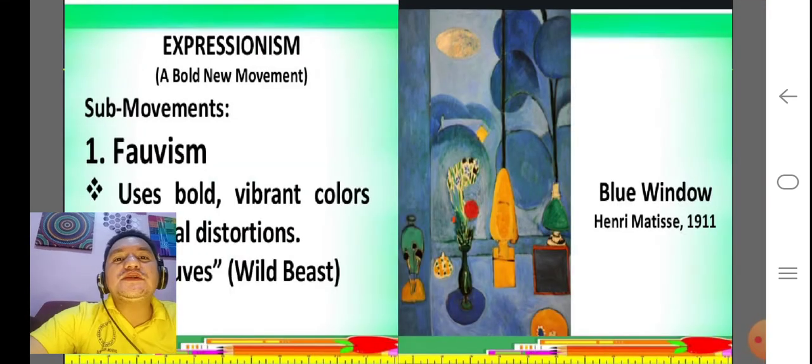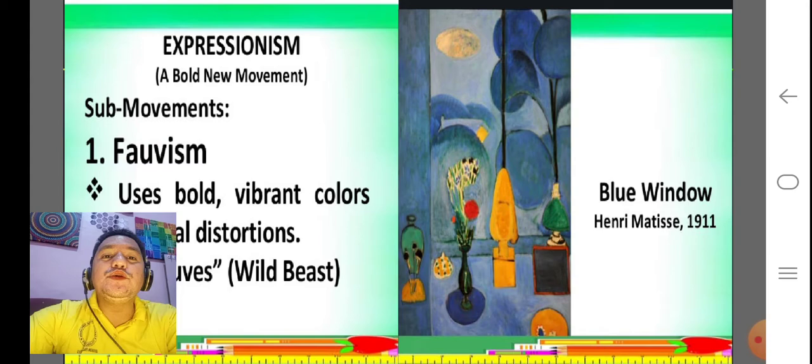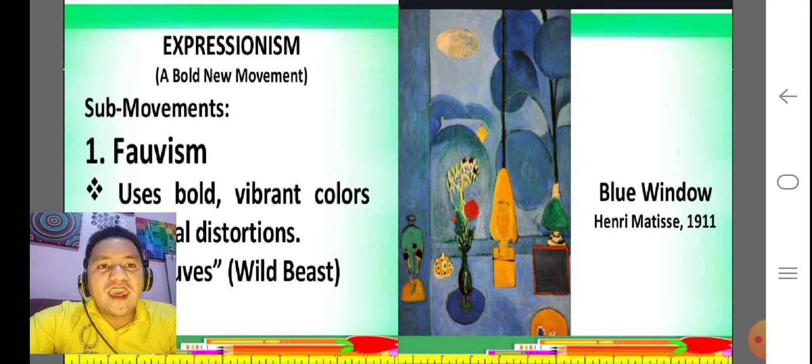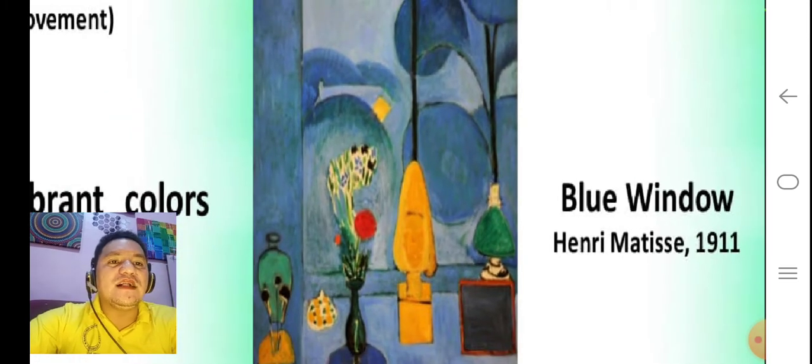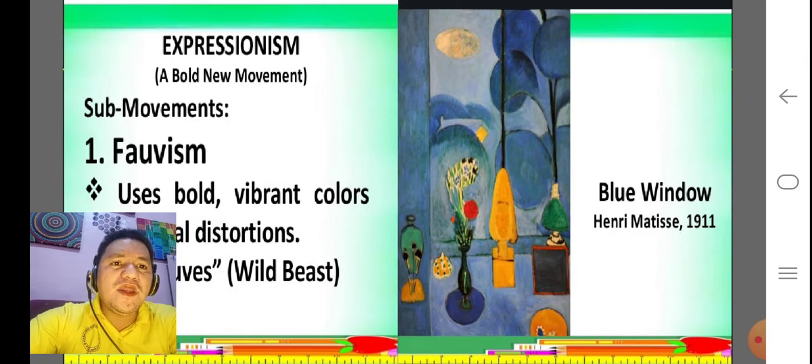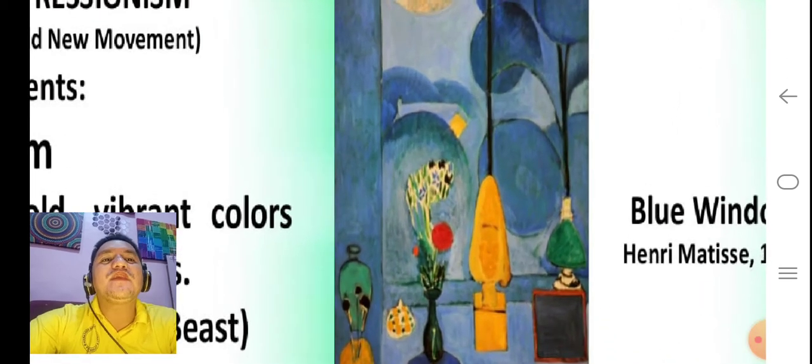When we speak about Fauvism, it uses bold, vibrant colors and visual distortions. Here, in the first picture, as its title shows, it is Blue Window by Henri Matisse. Take note of the pronunciation. It is Henri Matisse. If you're going to look at it, where is the window? We cannot easily identify it because the artist imagined it first before he came up with this kind of painting.